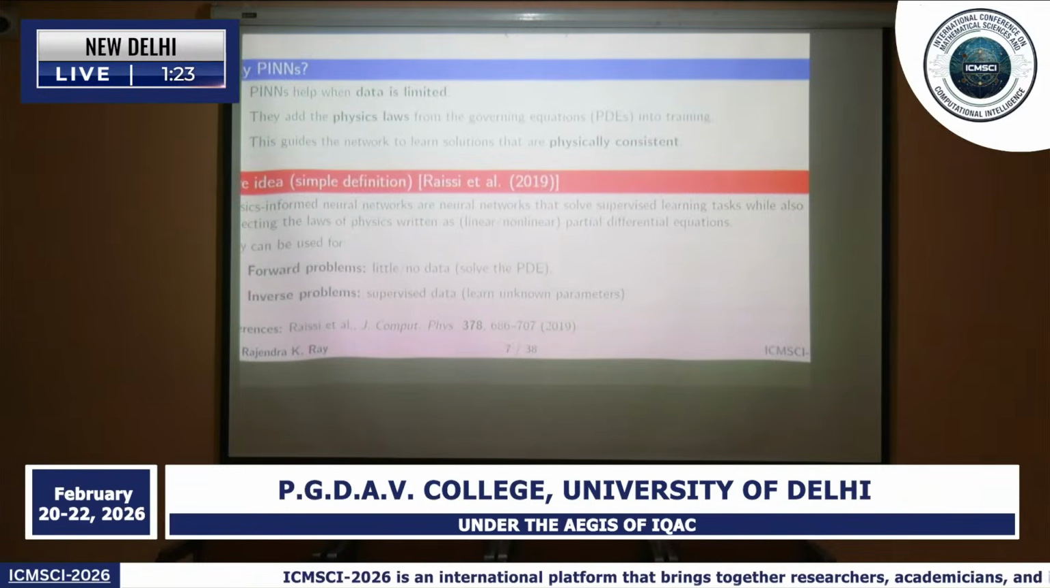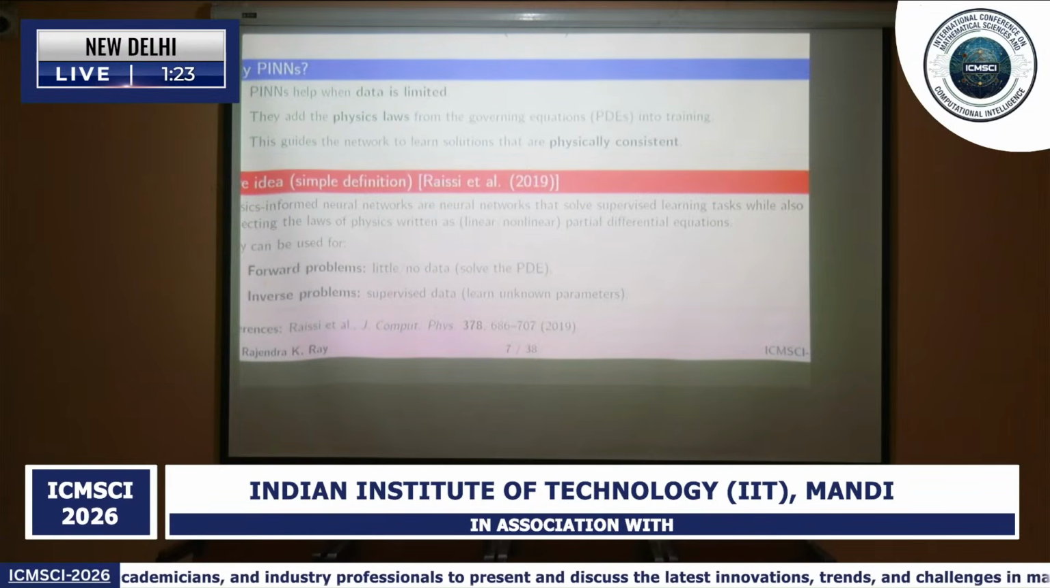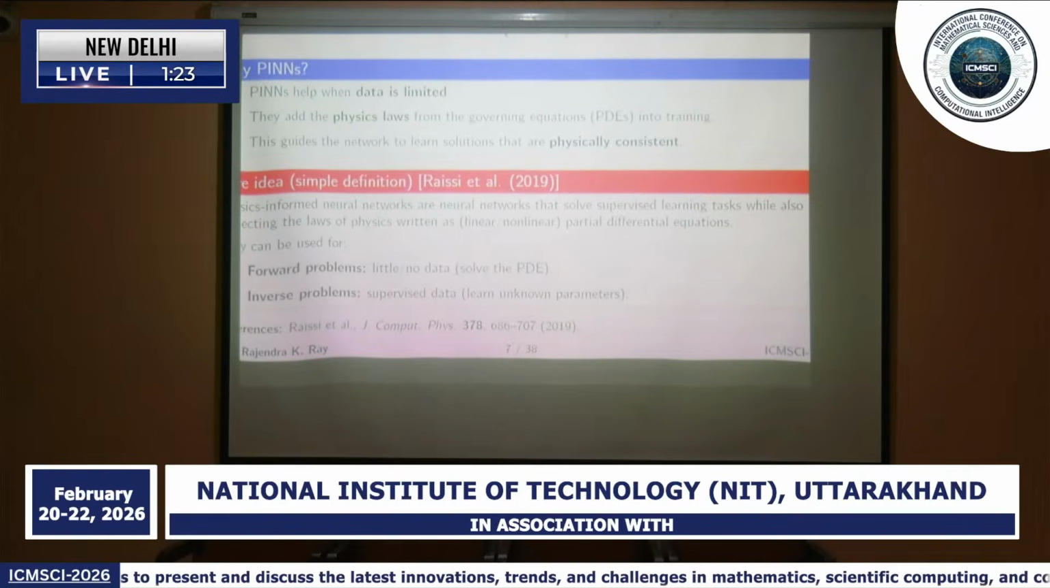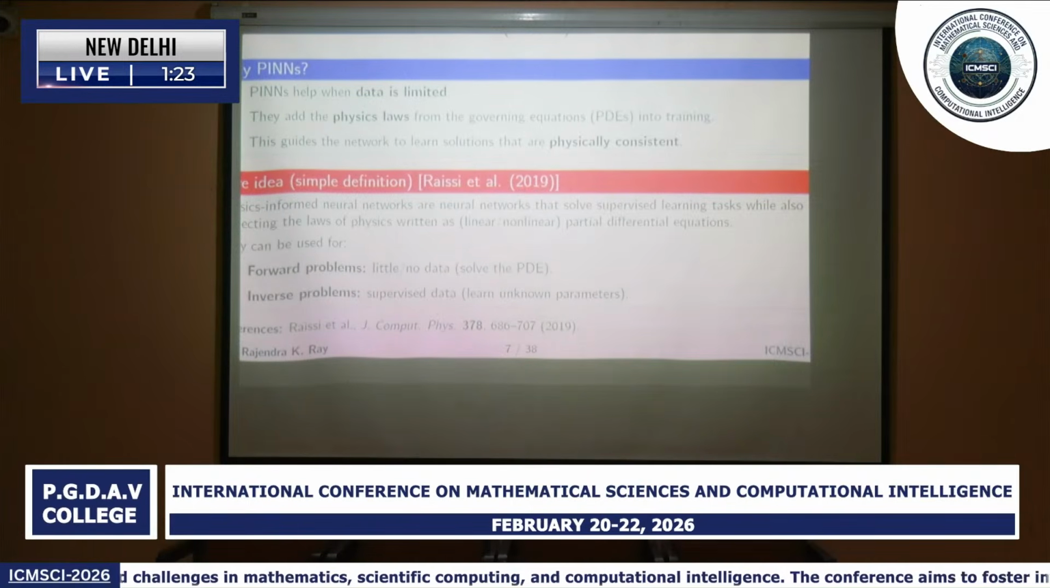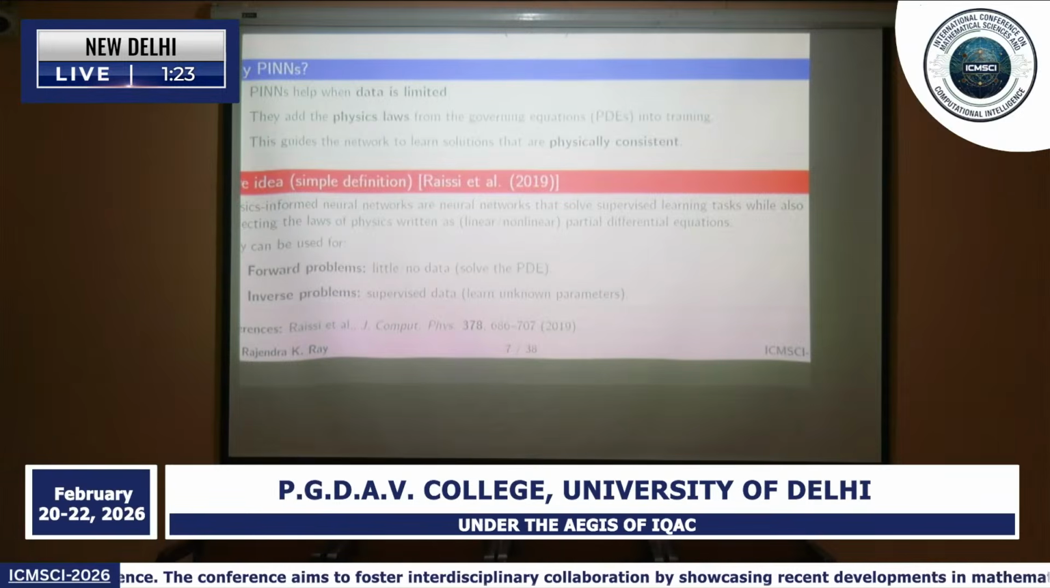So the first of this idea was given by Raissi in 2019, though they did this work in 2017, but it was published in 2019 in the Journal of Computational Physics. It has shown that physics informed neural networks are networks that solve supervised learning tasks while also incorporating the laws of physics.